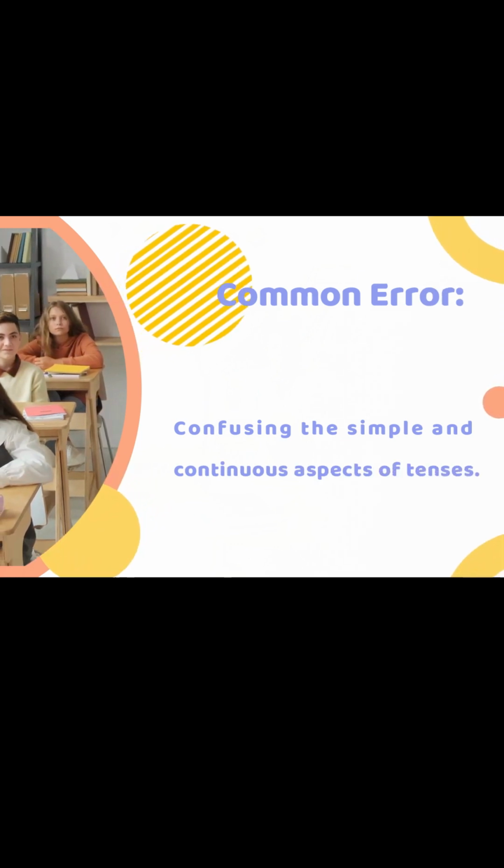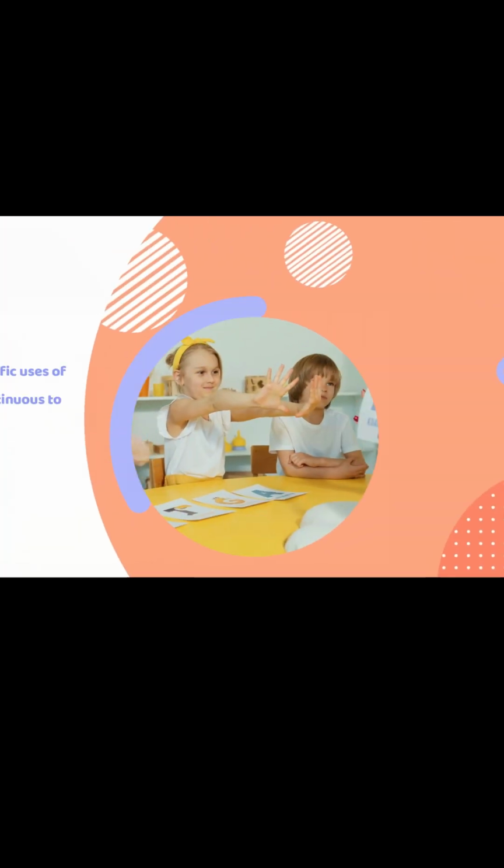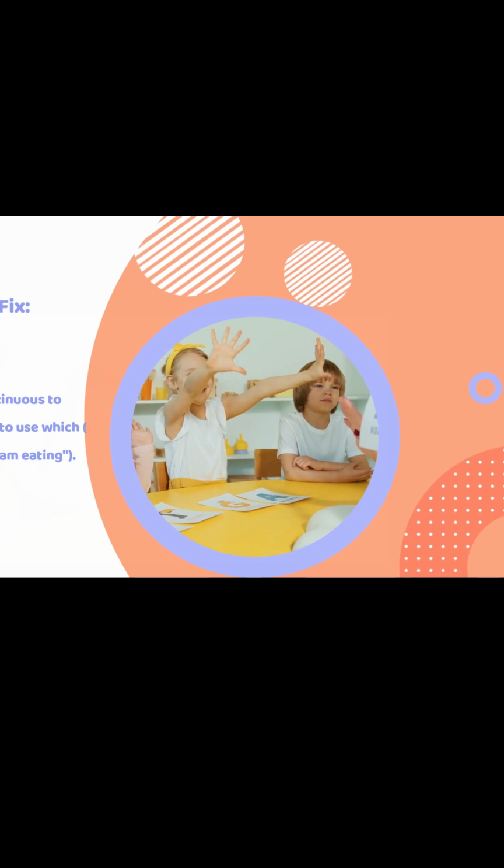Number 5. Tense and aspect anxieties. Common error, confusing the simple and continuous aspects of tenses. Quick fix, study the specific uses of simple versus continuous to understand when to use which. For example, I eat versus I am eating.